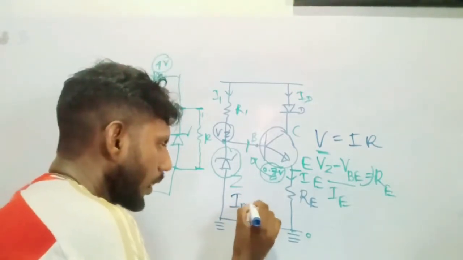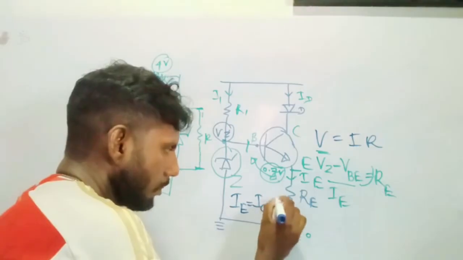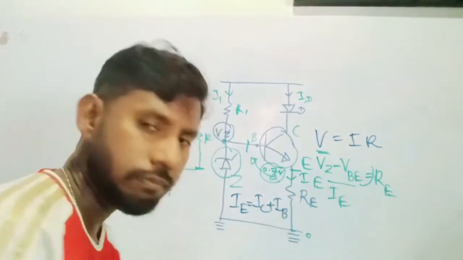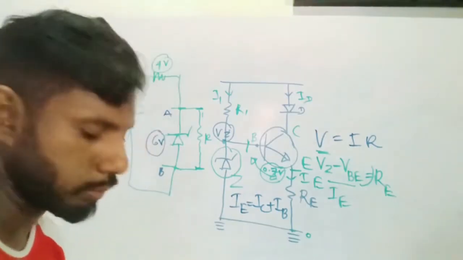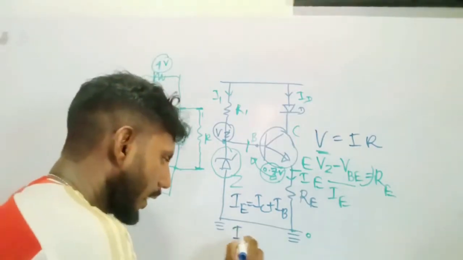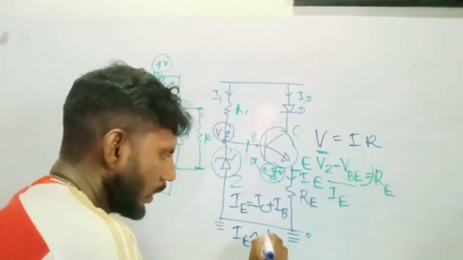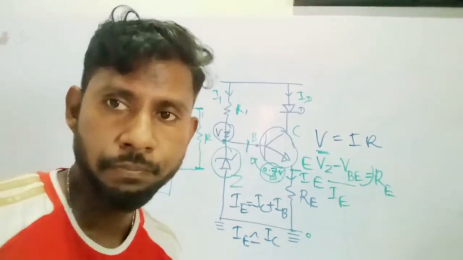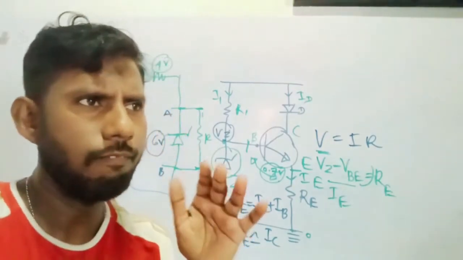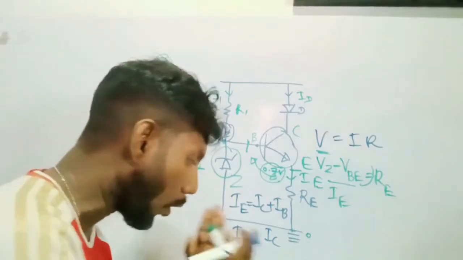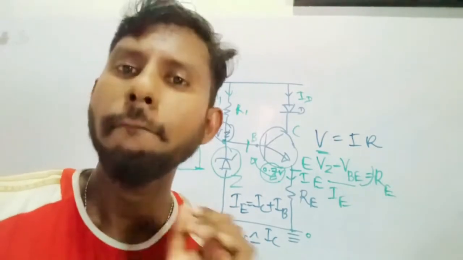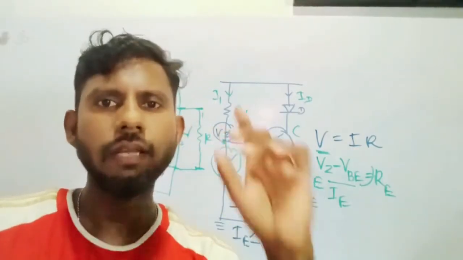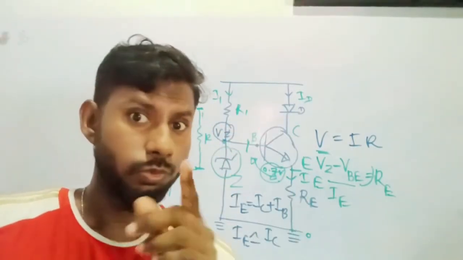I hope you know the equation IE equals IC plus IB. Students, IB is a very small value compared with IC and IE. So in many cases we can assume IE equals IC. Normally in a question we get this point only if the beta value is not given. Now what is beta? Beta is the current gain, IC over IB. Students, you should know this.